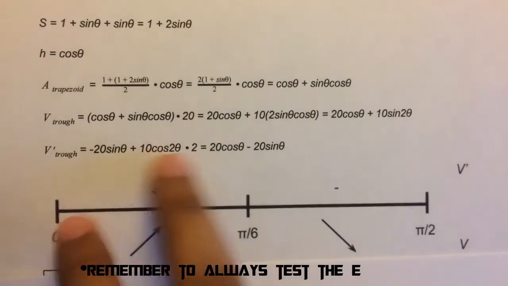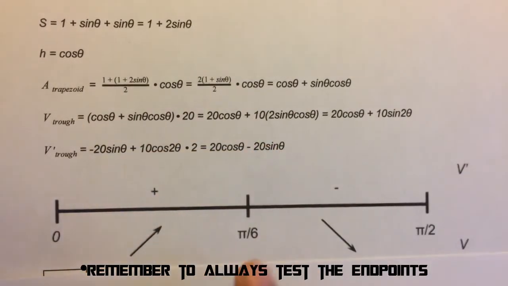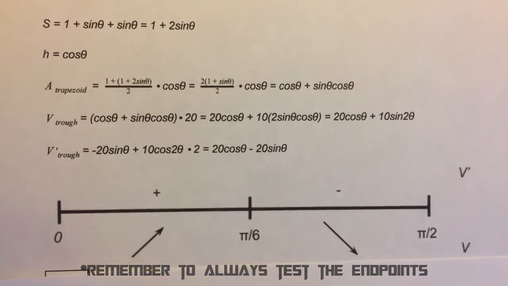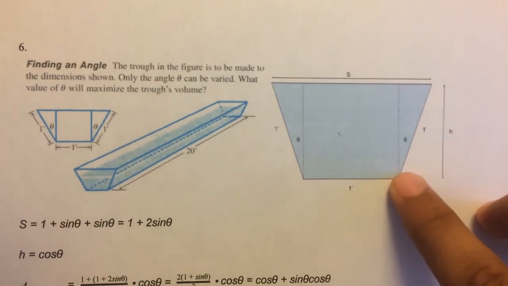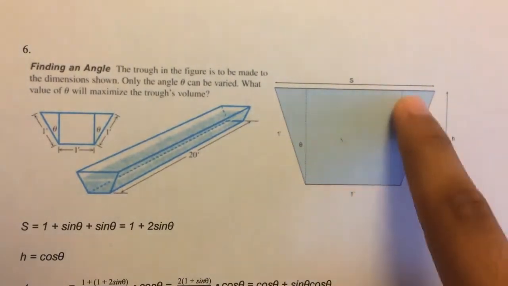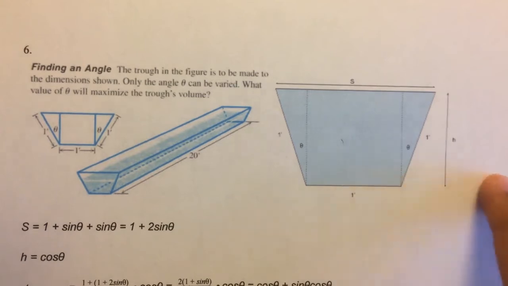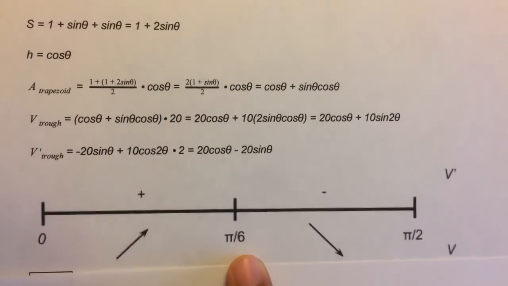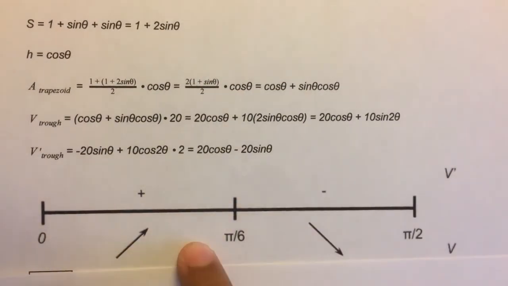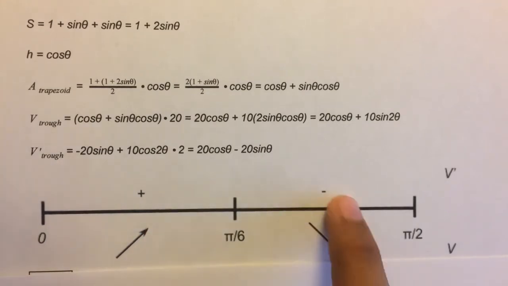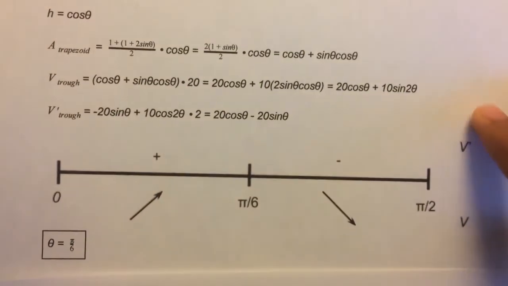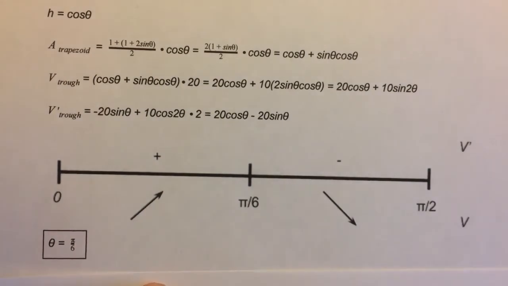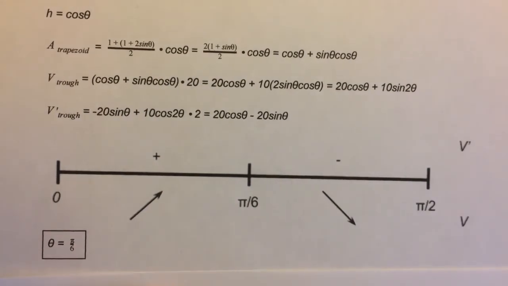We found the critical value; you just find it from your calculator. It would be pi over 6. And the range is from 0 to pi over 2, because as you can see here, if theta is 0, you just have a box, and if theta is pi over 2, it's just a line. So those are the bounds. At pi over 6, we have a maximum, because before that the derivative is positive, and after that the derivative is negative. So we know that at theta equals pi over 6, that would be the maximum trough volume.